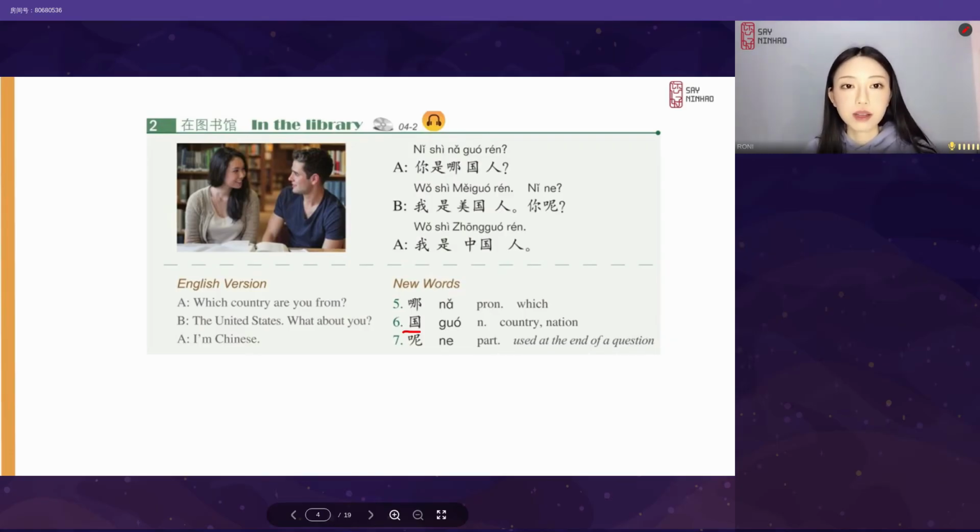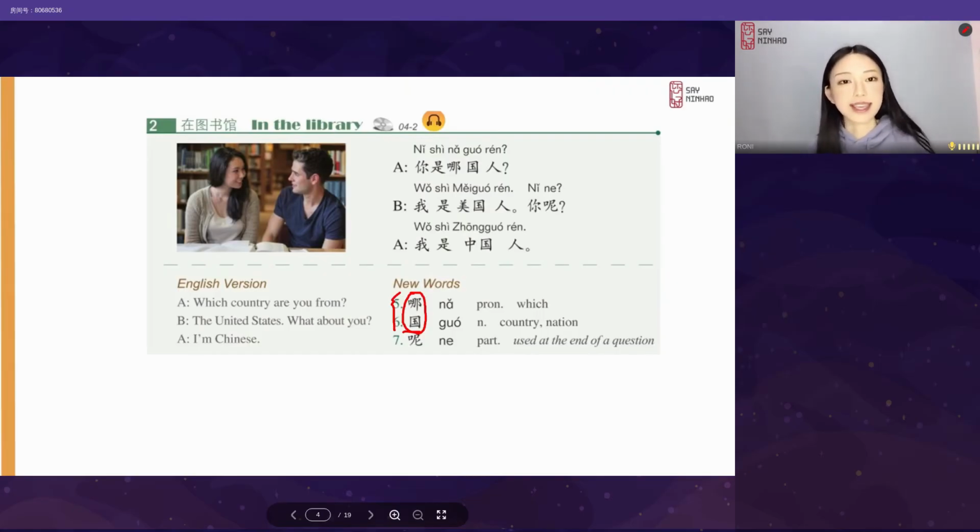Okay, next new word is 国, guo. The initial g, the final uo, and the tone is second tone. Put them together. 国. Read after me, please. 国. It means country or nation. So when I want to ask which country, then it is 哪国. We just need to connect these two characters. Okay, 哪国 means which country.